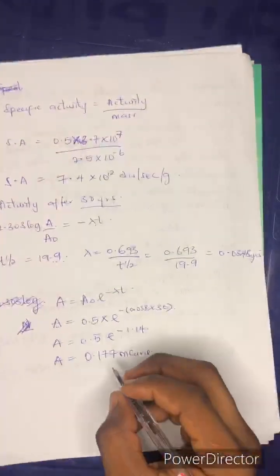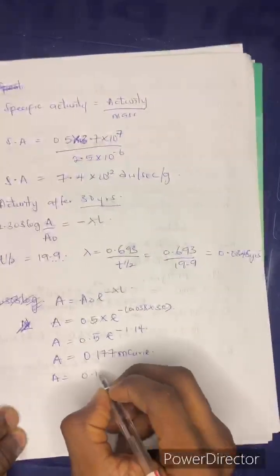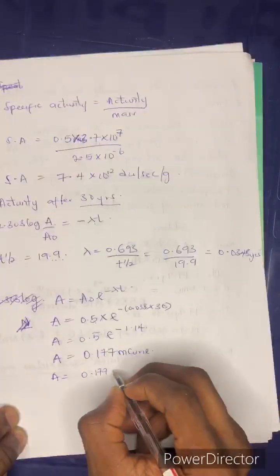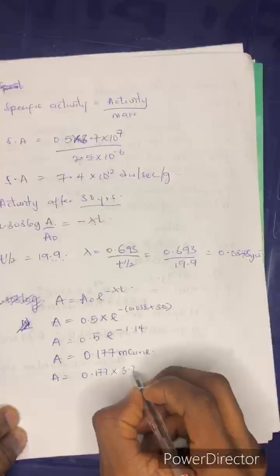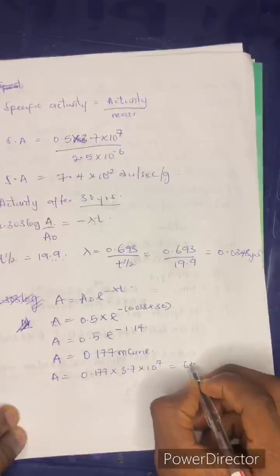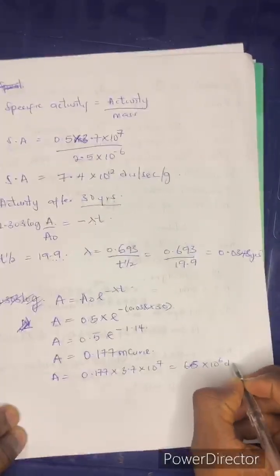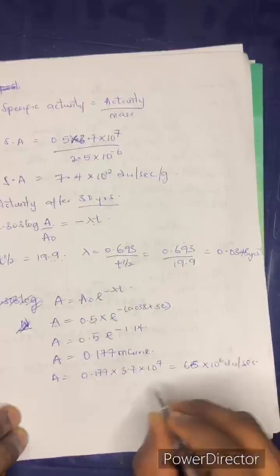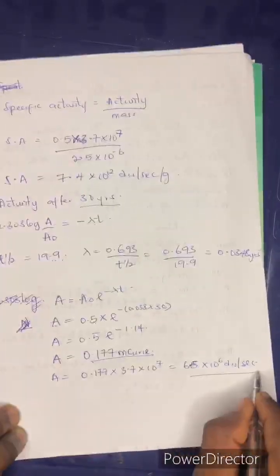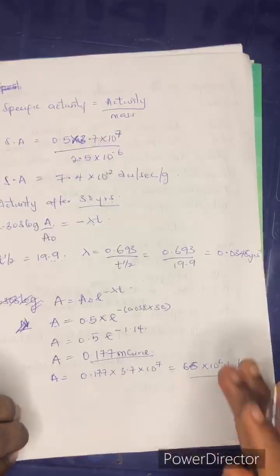But if you want to convert it, you can now say A equals 0.177 times 3.7 times 10 to the power 7, which will give you 6.5 times 10 to the power 6 disintegrations per second. So the choice is yours. You either leave your answer in this or you put your answer in this, whichever one you like. So that's that. That is all.